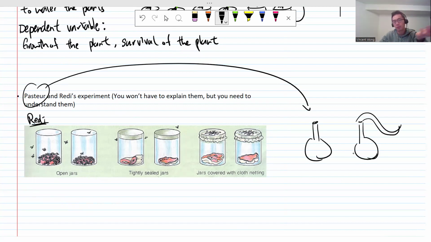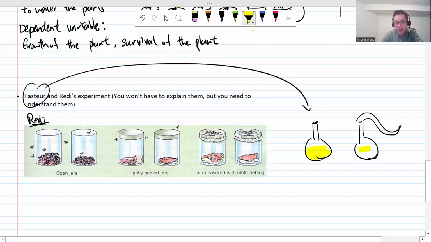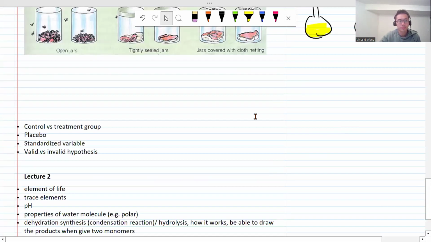So the independent variable would be the type of flask being used, and the dependent variable is going to be the presence of microorganisms in the broth, right? So make sure you understand how these experiments are set up. And they were both trying to test the theory of spontaneous generation, right? Okay. And it turns out that both of the experiments together, they rejected the idea of spontaneous generation.